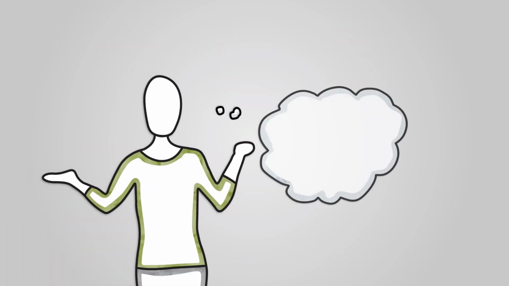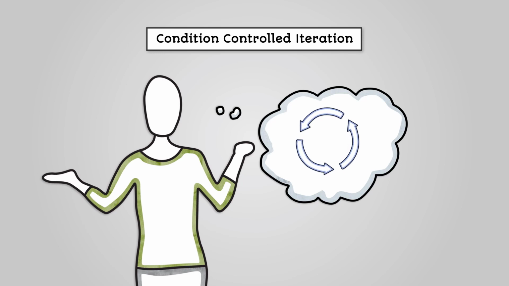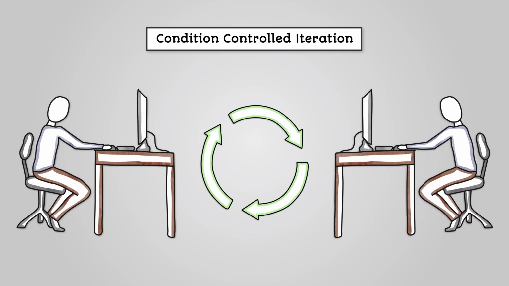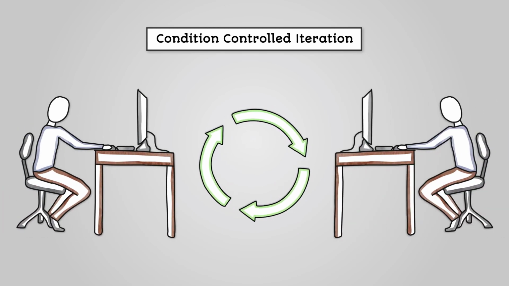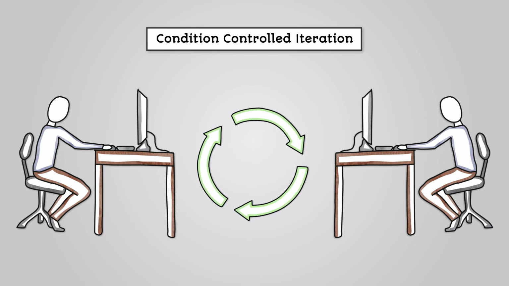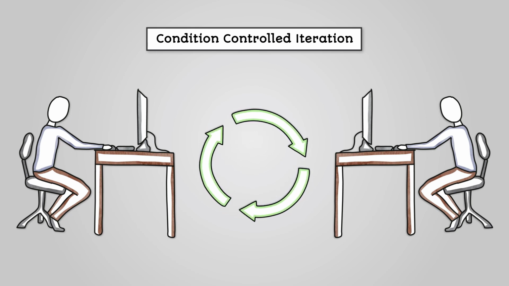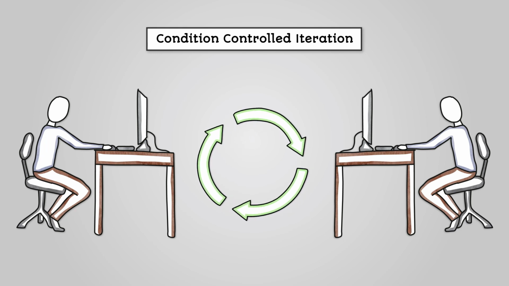So, condition-controlled iteration is used when you don't know how many times your program needs to loop. A condition is a question that will have a true or false answer. The condition can be run at the start or end of the loop. If it runs at the start, your loop may never run. If it runs at the end, your loop code must run at least once.